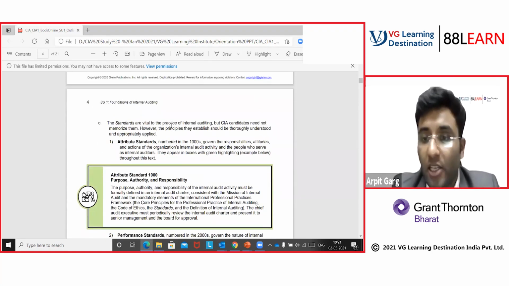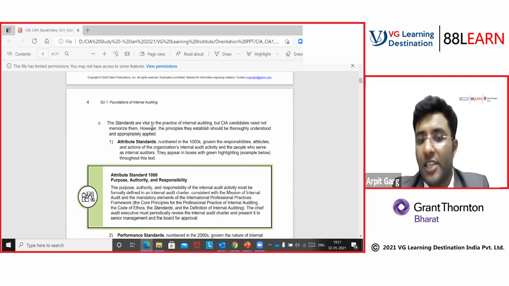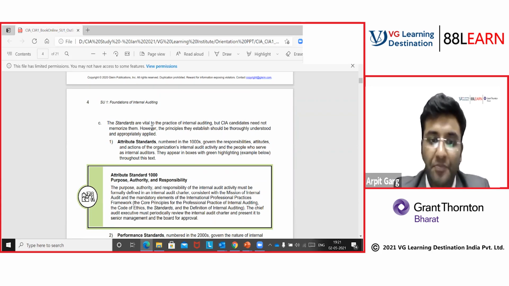Again, it is also clearly mentioned in the GLIM material that the standards are vital to the practice of internal auditing, but CIA candidates need not memorize them. However, the principles they establish should be thoroughly understood and appropriately applied, like I've already said.